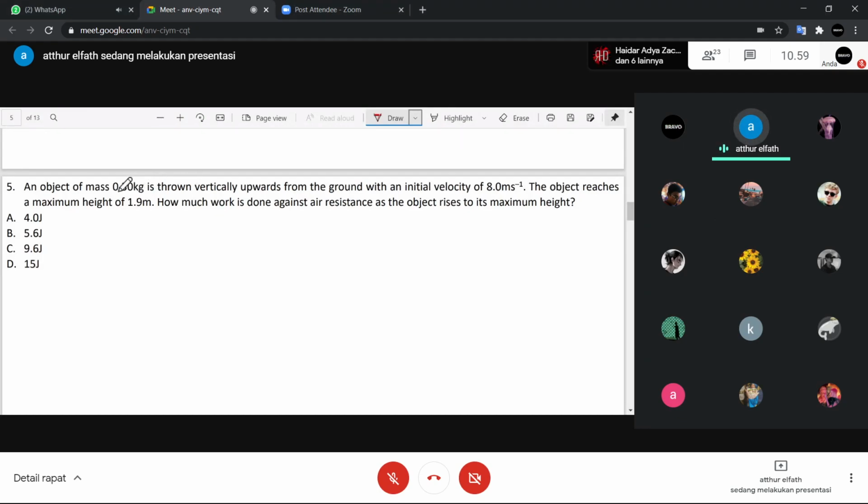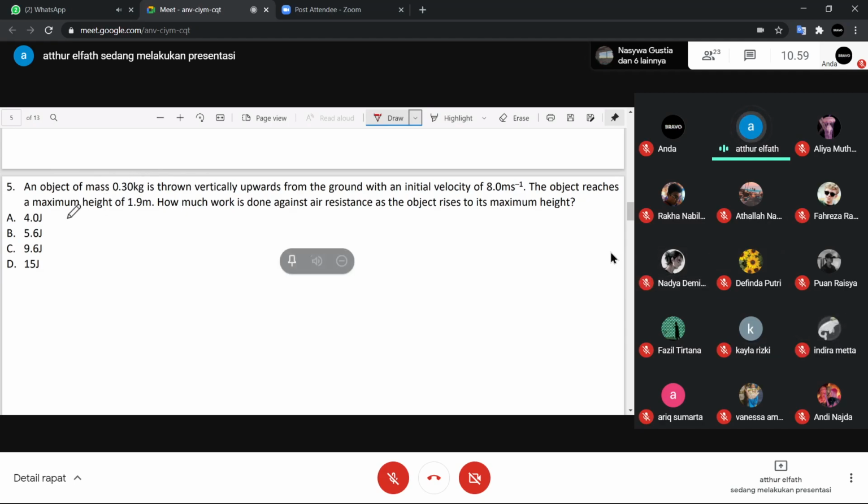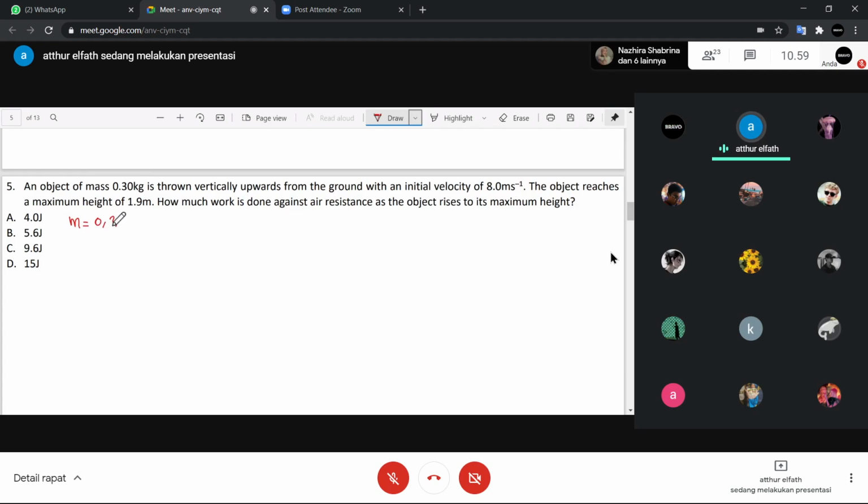Okay, let's read this first. A mass of 0.3 kilograms is thrown vertically upward from the ground with an initial velocity of 8 meters per second. The object reaches a maximum height of 1.9 meters. How much work is done against air resistance as the object rises to its maximum height?